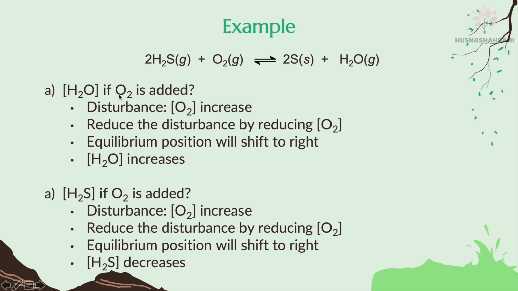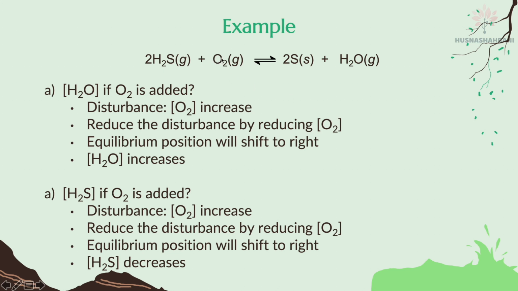When oxygen is added, the concentration of oxygen increases. So this is the disturbance. To reduce this disturbance, you need to remove the oxygen because you have more oxygen, because you added oxygen. To make it balance again, you need to remove the oxygen. So reduce the disturbance by reducing the concentration of oxygen.